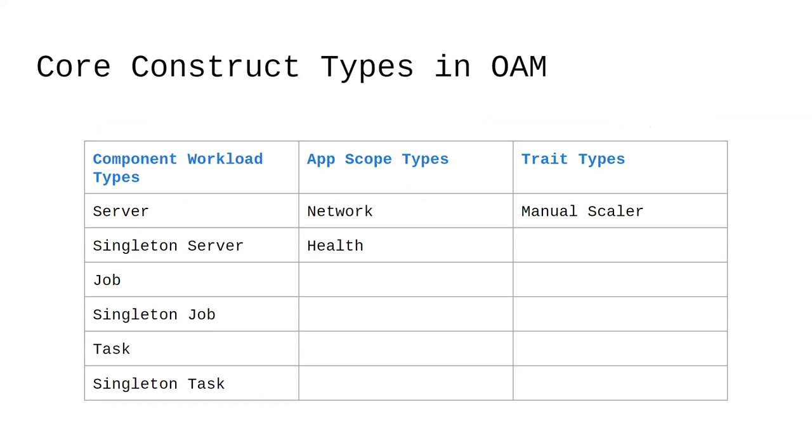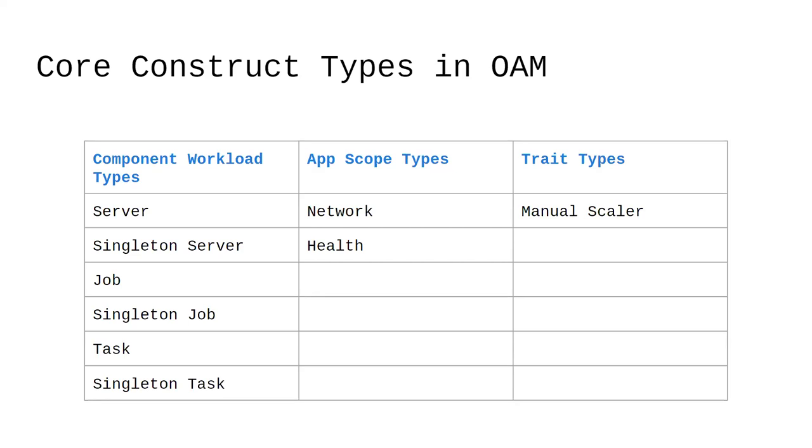These are our set of core constructs. As I mentioned earlier, you have those six component workload types. You have two different scope types at this point. We have our network scope and our health scope. And we have one existing core trait type, which is manual scaler.